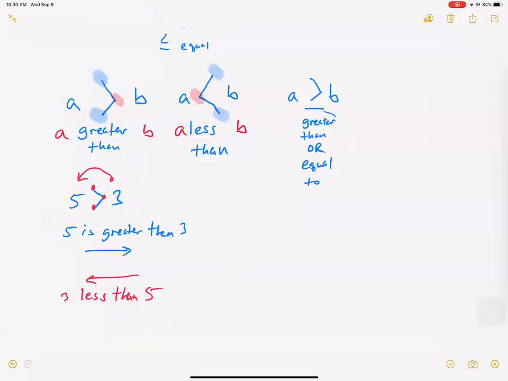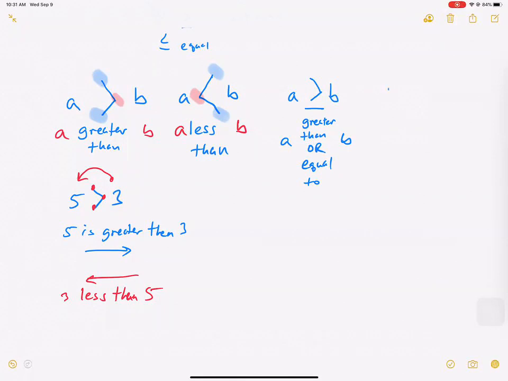So either we can be greater than or we can be equal to. You cannot be greater than and equal to. You can't be taller than me and the same size as me. Okay? You can only be one or the other. So this is A and B. This is A greater than or equal to B.